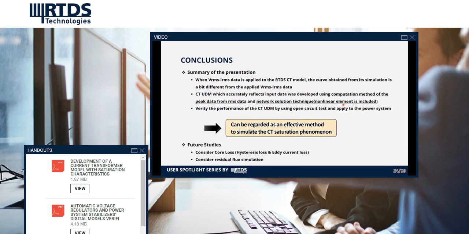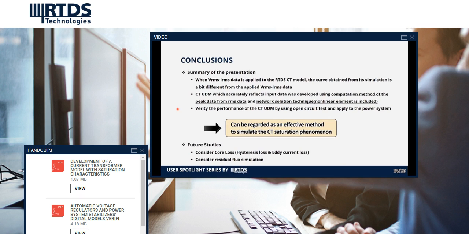Conclusions. To sum up, when I entered VRMS-IRMS data to the RTDS CT model, its simulation result was a bit different from the input data. Therefore, CT-UDM, which accurately reflects input data, was developed based on an already suggested method. A simple circuit was obtained by ignoring core loss, secondary winding resistance, and leakage reactance from the general CT equivalent circuit. This CT-UDM was verified by an open circuit test and finally applied to the power system, which is modeled in RSCAD.